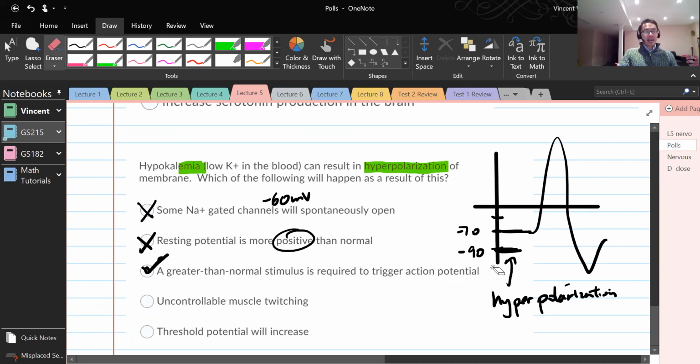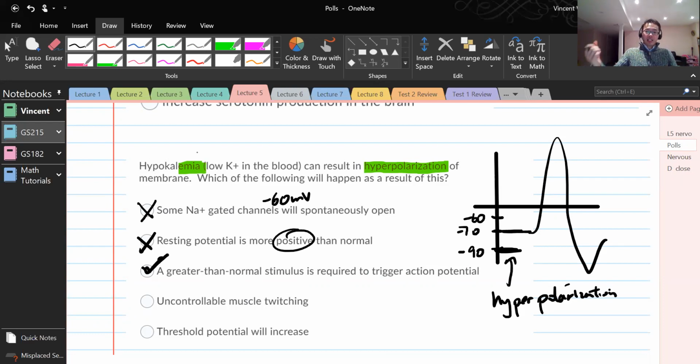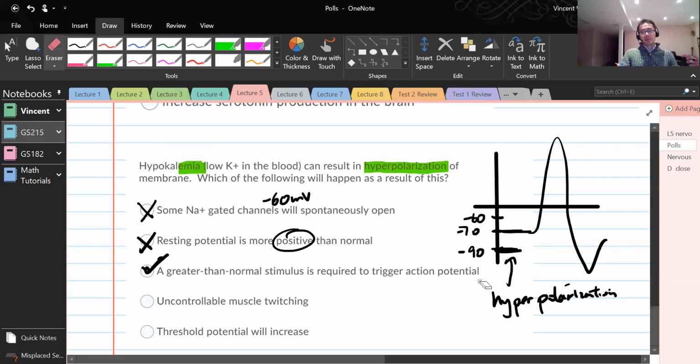Because we're sitting at minus 90. Okay, and to trigger the action potential, we need to cross minus 60, right? So instead of a difference of 10, we're now talking about a difference of 30, right? So that's why you need a greater than normal stimulus, right? So if you have hypokalemia, you might have muscle weakness. You try to move the muscle, but it takes so much effort to stimulate the muscle. It would feel like that because of this big difference.